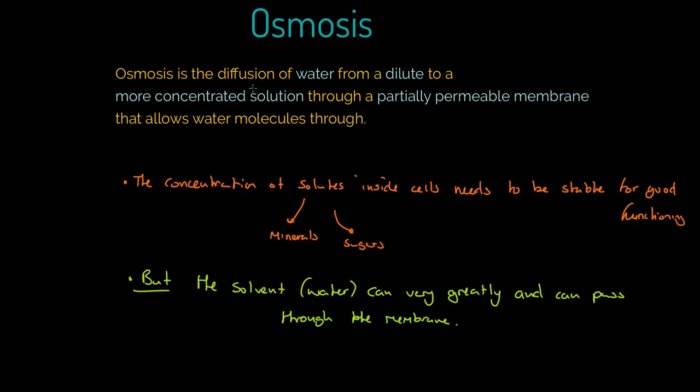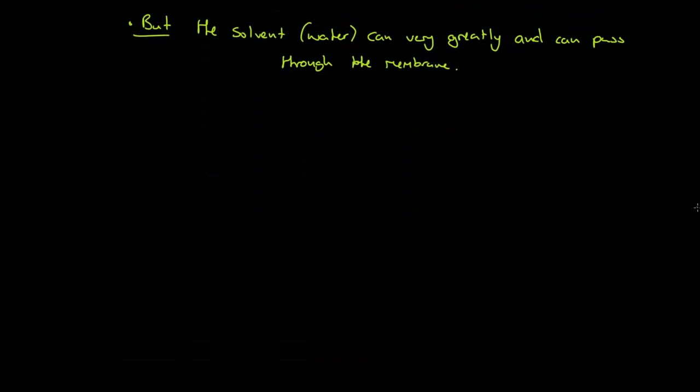And we see it here. Osmosis is the diffusion of water from a dilute solution, that where there's a lower concentration of, let's say, the sugar, to a more concentrated solution through a partially permeable membrane that allows water molecules through. So that's fine. We can define it, and that's sort of helpful. But let's see if we can picture it.